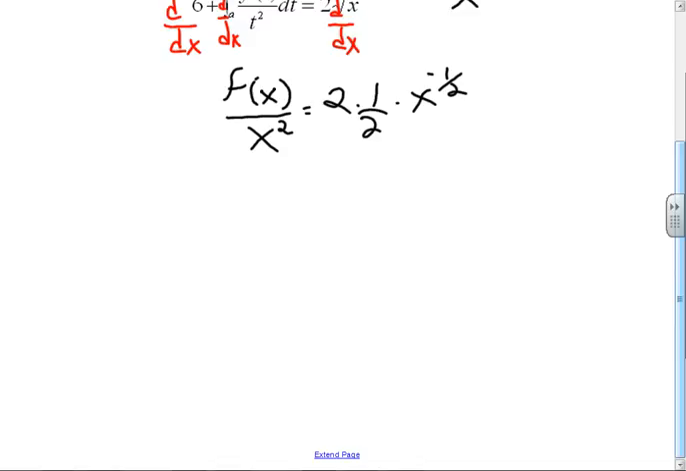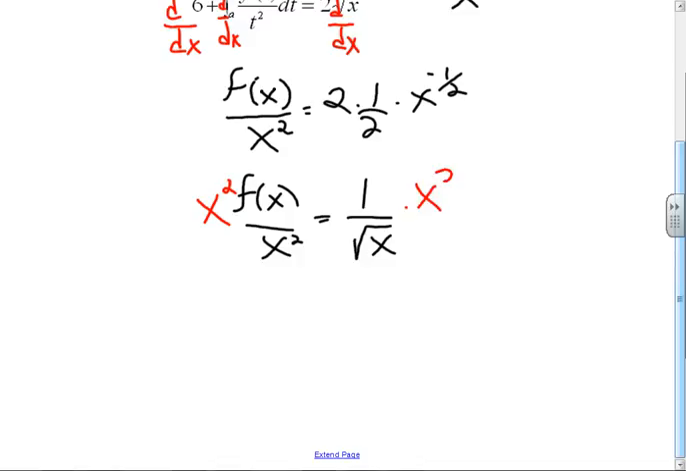You're going to find some tricky integrals today. Over x squared. You'll regret that, let me tell you. And then this is 1 over the square root of x. So I'm going to multiply by x squared. So what's f of x equal to?